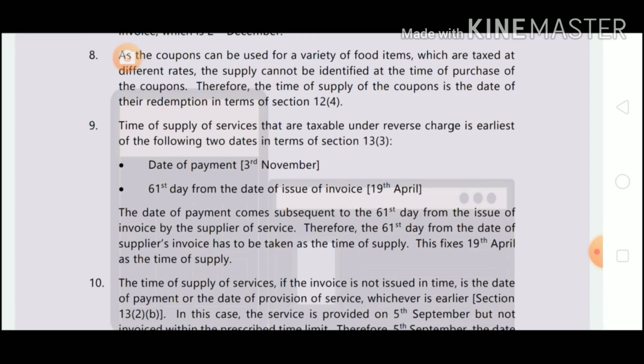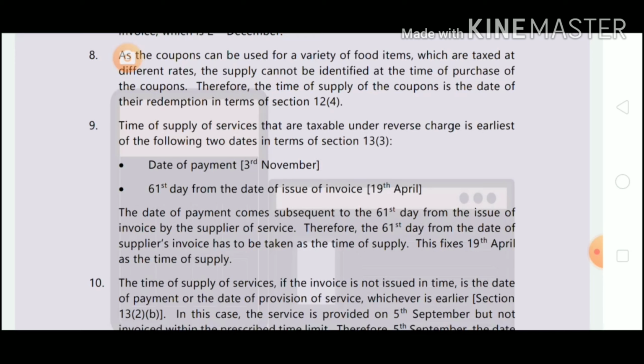Date of payment 3rd November, 61st day from date of issue of invoice, that is 19th April. So earliest one is 19th April. The date of payment comes subsequent to the 61st day from the issue of invoice by the supplier of service. Therefore, the 61st day from the date of supplier's invoice has to be taken as the time of supply. This fixes 19th April as the TOS.